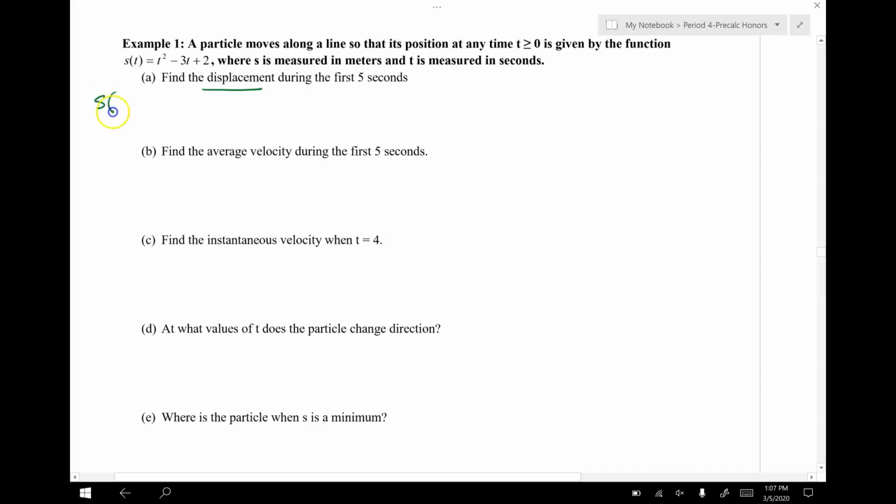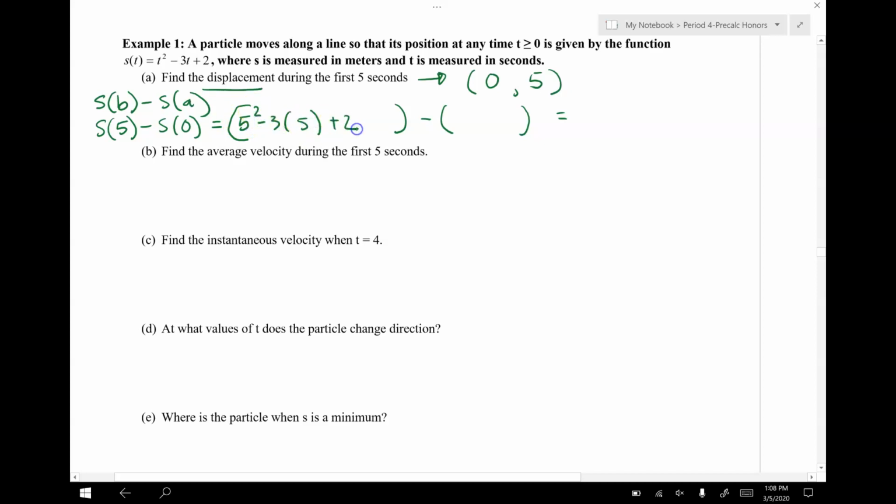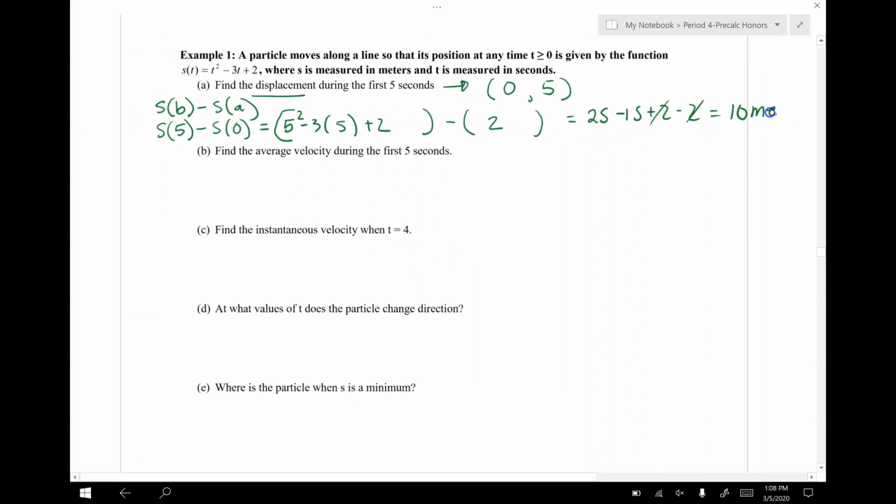So displacement is s of b minus s of a. Well, we know the first 5 seconds means that we end at 5 and we start at 0. So s of 5 minus s of 0 equals, I plug it in. 1 minus the other. S of 5: 5 squared minus 3 times 5 plus 2. Over here, when t is 0, everything cancels except 2. That's 25 minus 15 plus 2 minus 2. Those two are canceling, so 10. So the displacement during the first 5 seconds will be 10 meters.